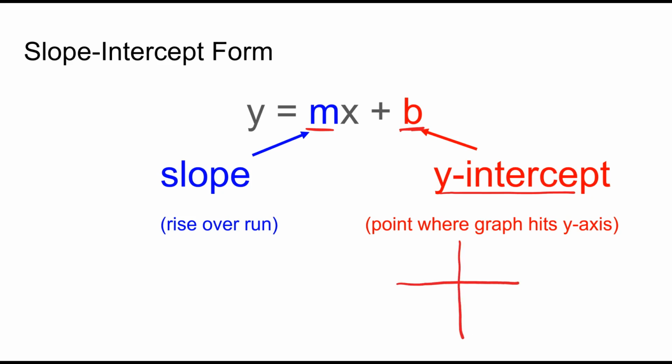So if we're looking at a graph, we've got our y-axis and our x-axis. We're looking for where the graph hits on the y-axis. Be careful though, a lot of students mistake that the y-intercept would be y, which makes a lot of sense, but in this case, it's actually the letter b.